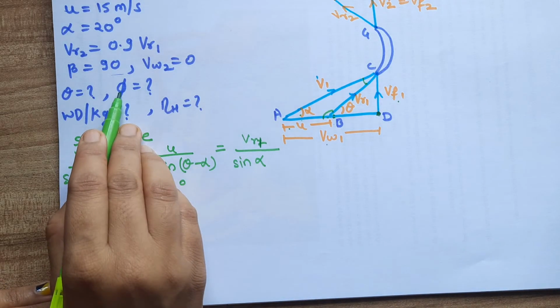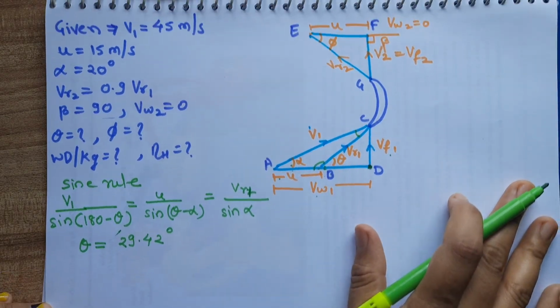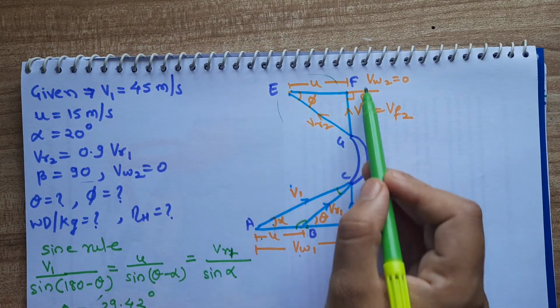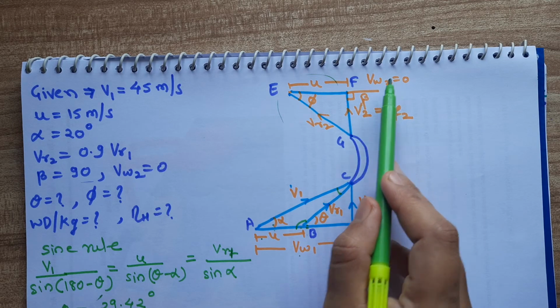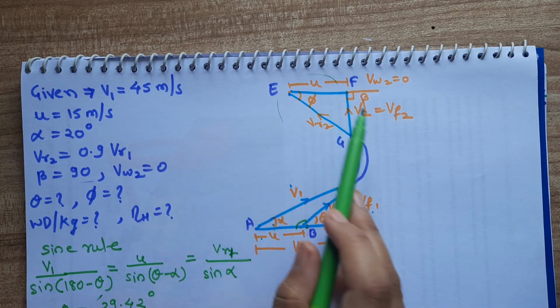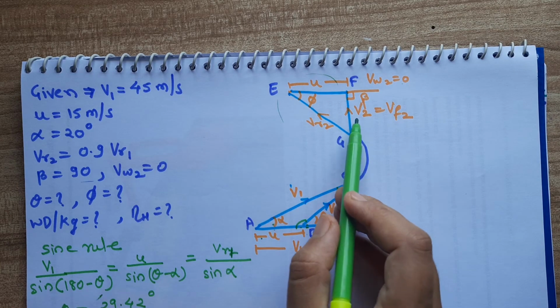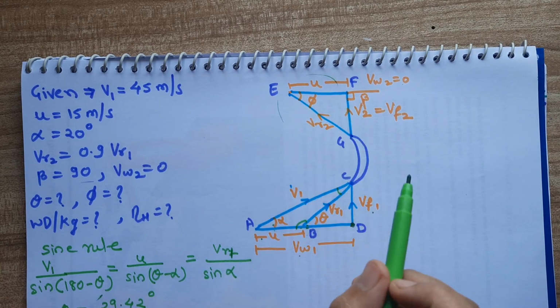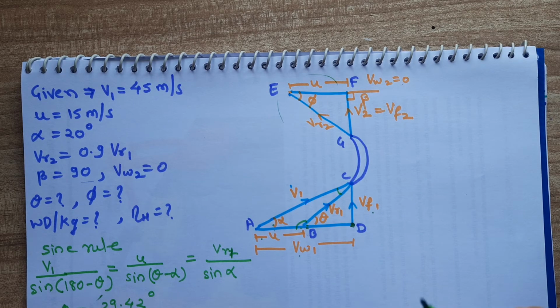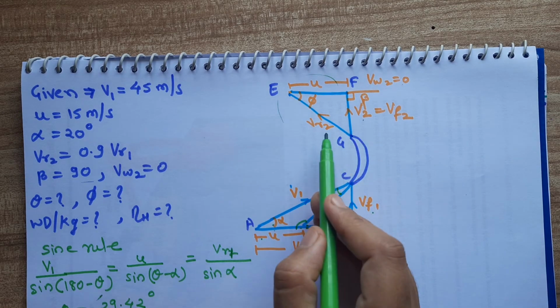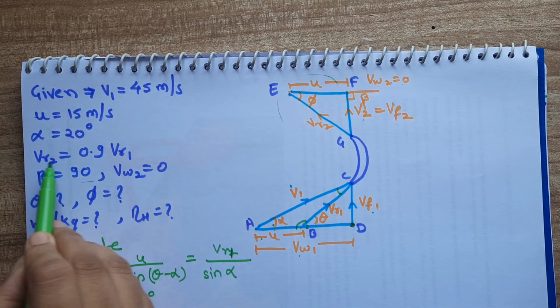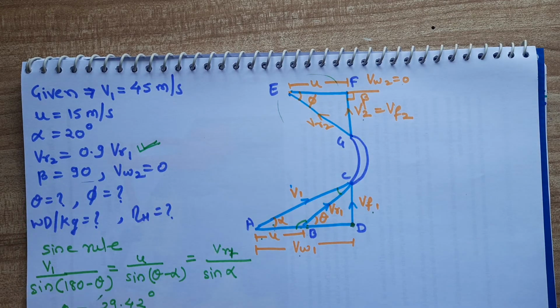Now let's go for the phi. For phi we will need this outlet triangle. From outlet triangle, U is known to us. These two things are known to us, but other than this we don't know anything. And here we can see it is not a simple triangle, not like our velocity triangle. So we must know this VR2 or V2. For VR2 we know this relation, that is VR2 is equal to 0.9 of VR1. So from inlet triangle, let's find first VR1.